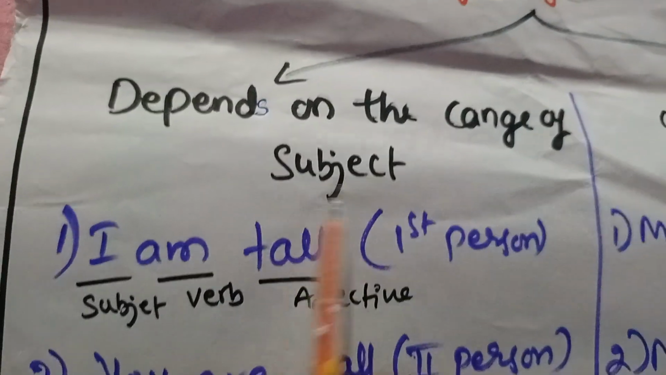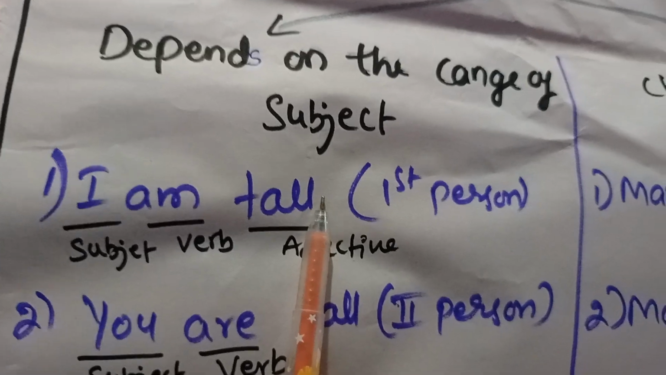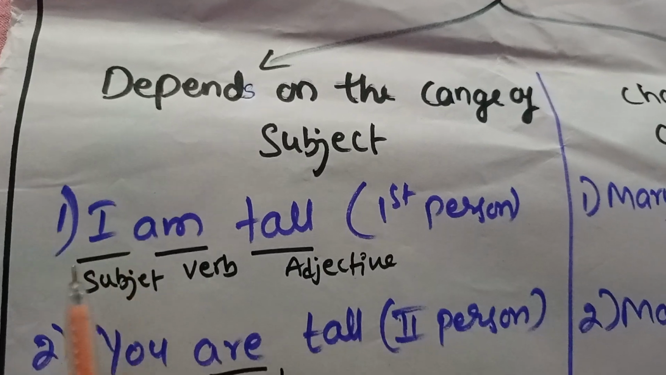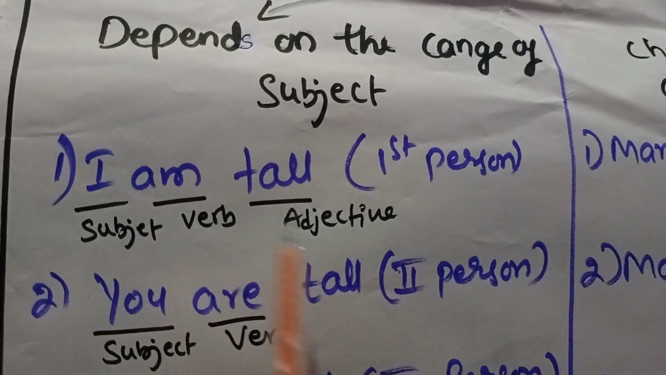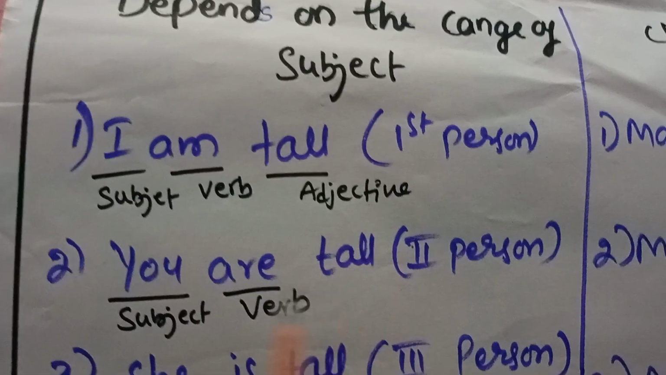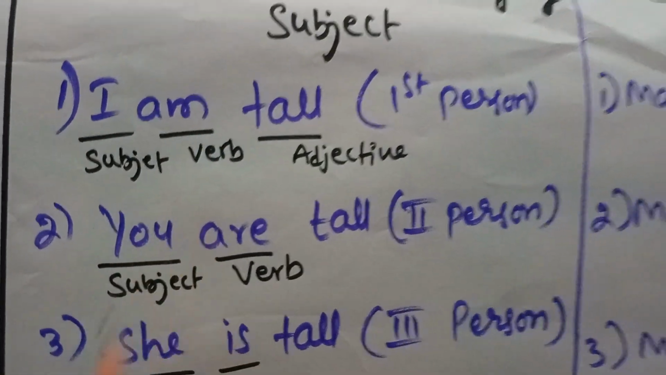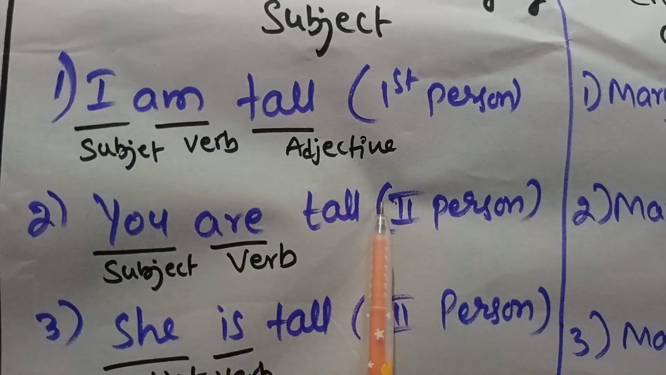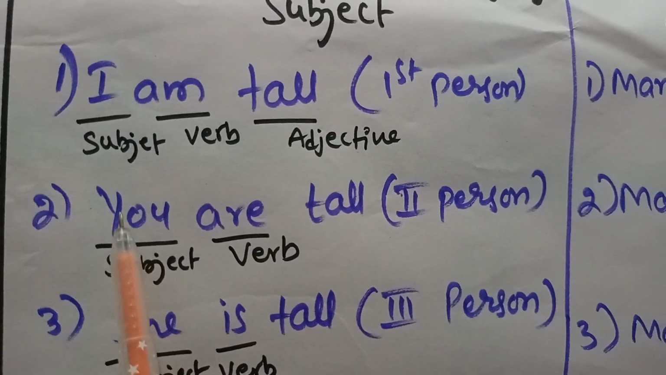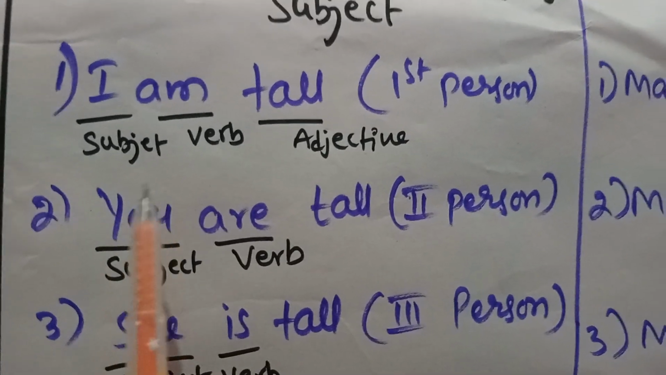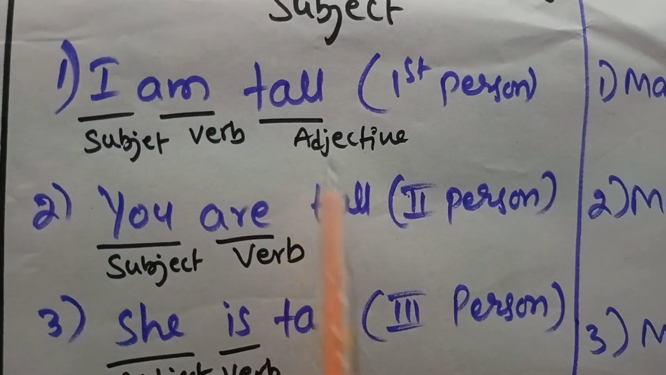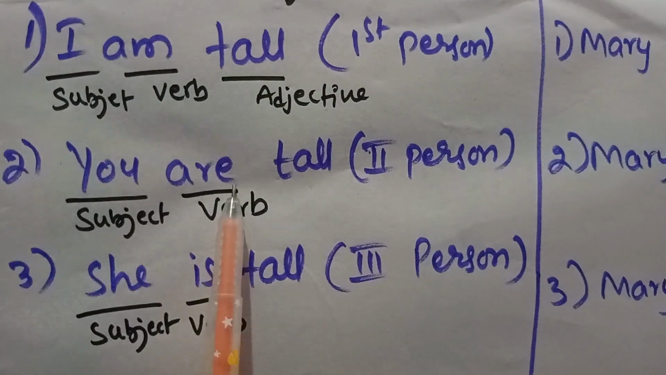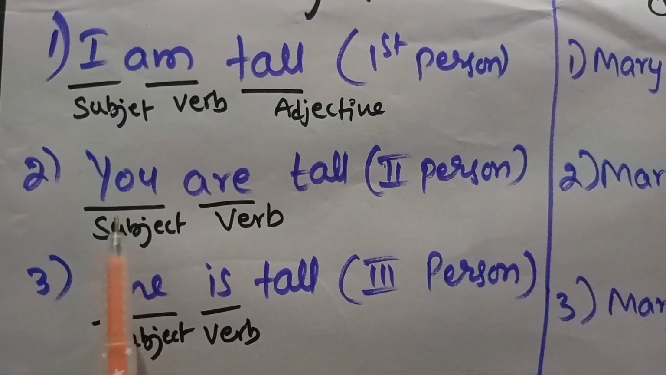Change depends on subject. I am tall. See here, this is first person. First person means see the subject I. Subject, verb. See here, adjective tall. Am is the verb. Second one, you are tall. See, this is second person, you. Subject here is you. This is the same adjective, same adjective. But here the verb changes based on the subject.